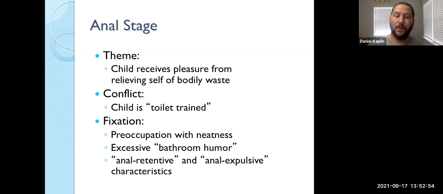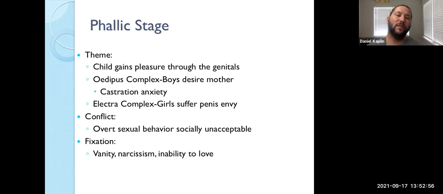So that's timing. Moving to the 3rd stage, this is about 3 to 5 or 3 to 6. So this is the phallic stage. And Freud says that children at the age of 3 start to recognize their genitals, and males recognize that they have a penis, and females recognize that they have a vagina.